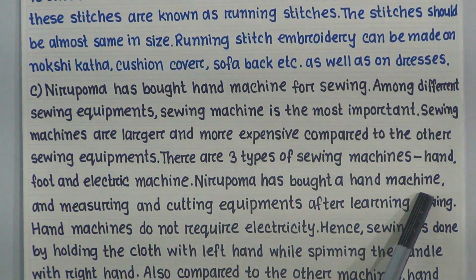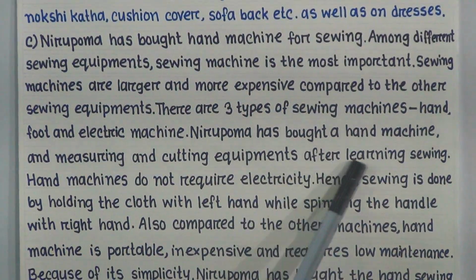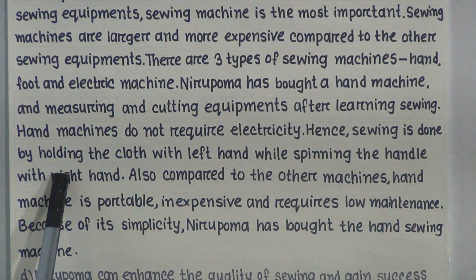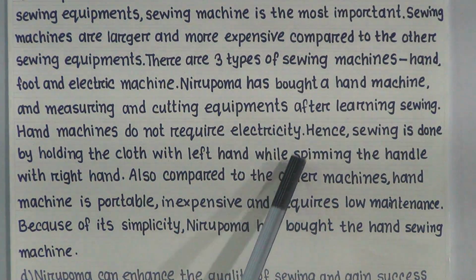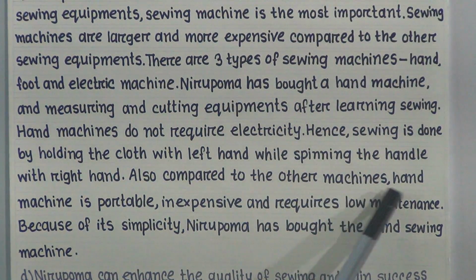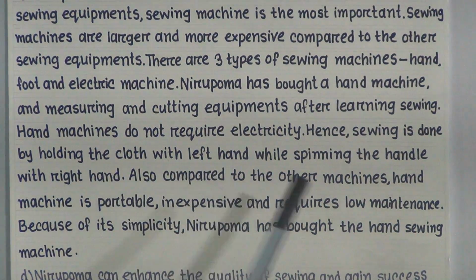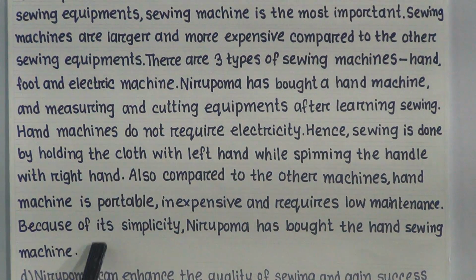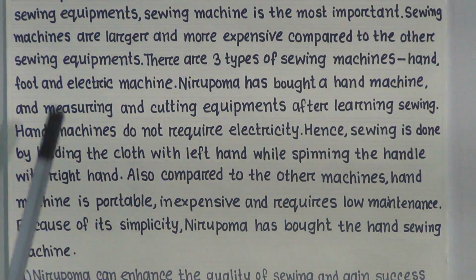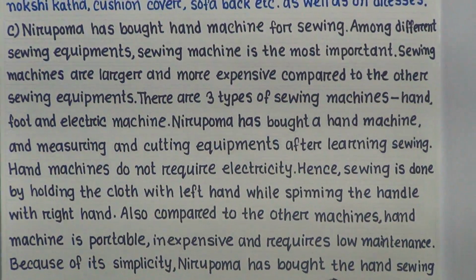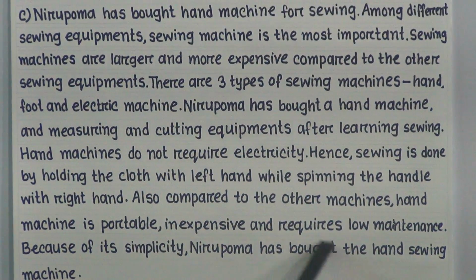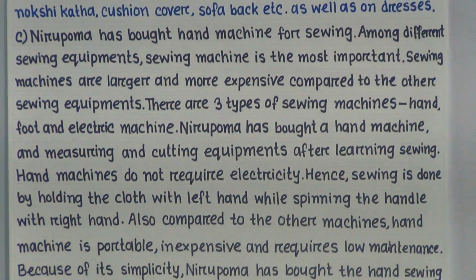Nirupama has bought a hand machine and measuring and cutting equipments after learning sewing. Hand machines do not require electricity. Hand sewing is done by holding the cloth with the left hand while spinning the handle with the right hand. Also, compared to the other machines, a hand machine is portable, inexpensive and requires low maintenance. Because of its simplicity, Nirupama has bought the hand sewing machine. So from this answer we come to know that Nirupama has bought a hand machine because it is less expensive, portable and low maintenance.